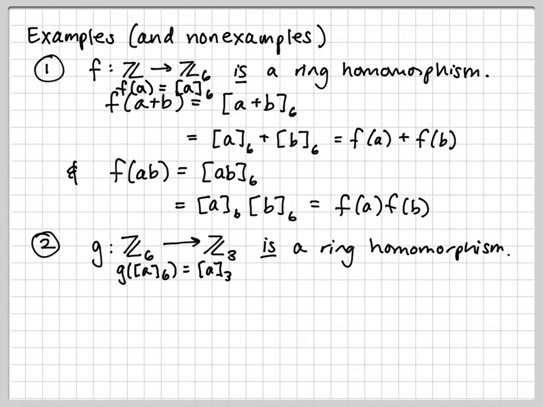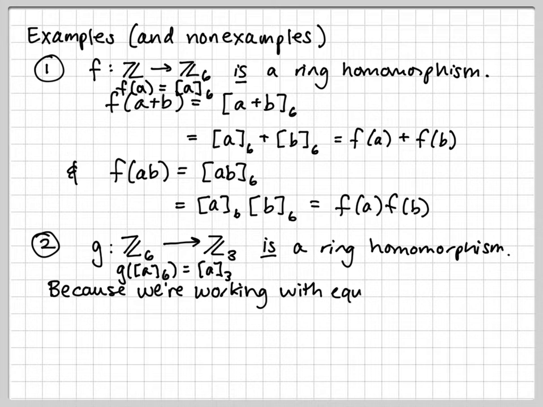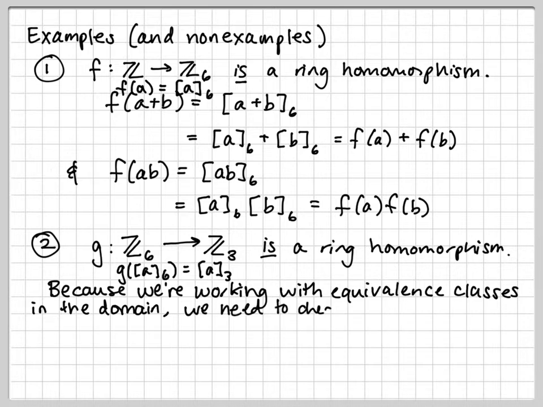So I need to prove that in general first, just so I even believe it's a function. Because we're working with equivalence classes in our domain, we want to make sure that it doesn't matter what representative we pick, the function's going to do the same thing. That is, the assignment is actually a function, which is another way of saying g is well-defined.